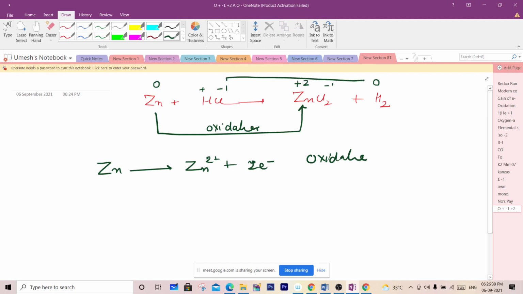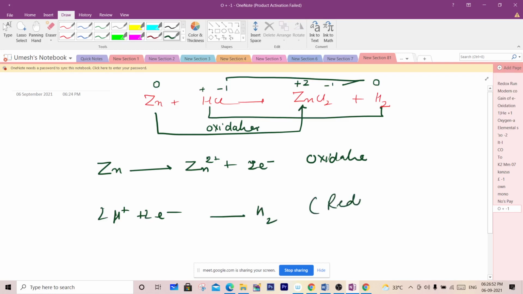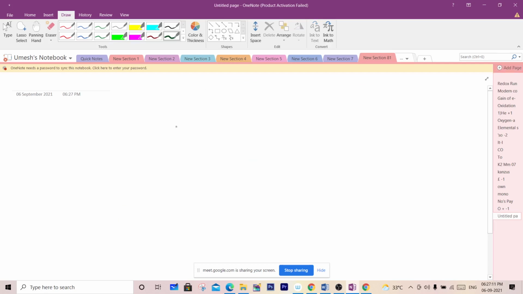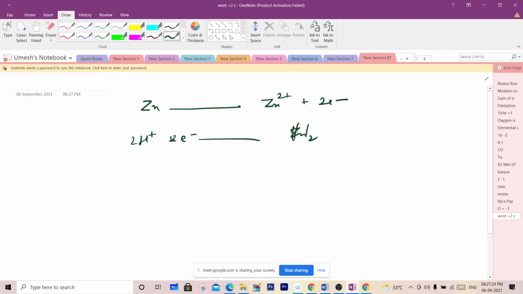Chlorine here is minus 1. Hydrogen here goes from plus 1 to 0. It means the H positive ion gains one electron, becoming an H atom. Got it? Gain of electrons is called reduction. It means hydrogen has undergone reduction. Am I clear? It means we can say zinc is undergoing oxidation and hydrogen is undergoing reduction. It is forming H2 gas, right?